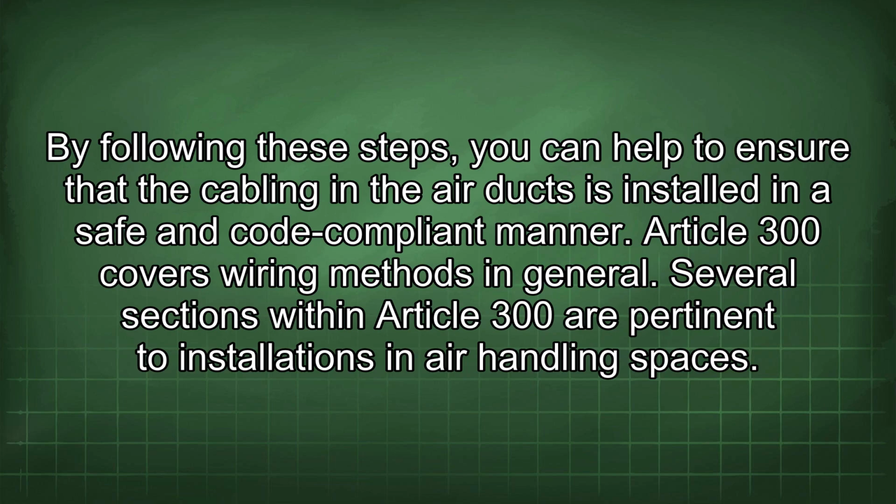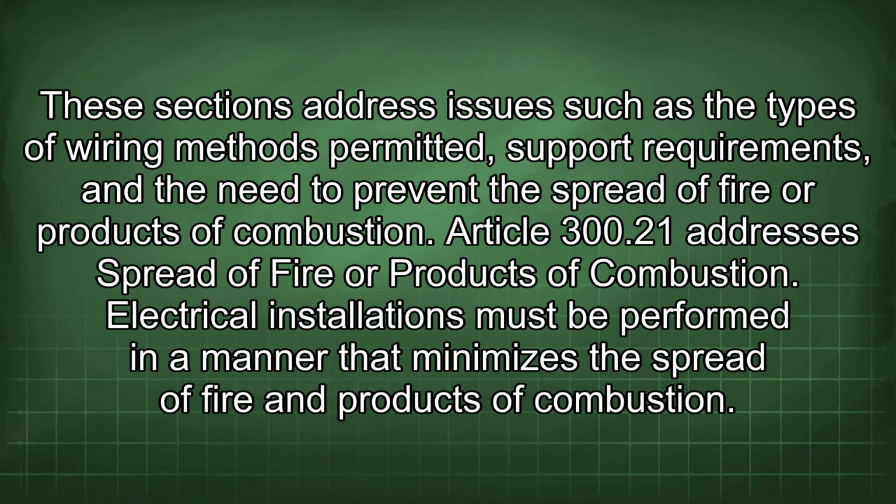Several sections within Article 300 are pertinent to installations in air handling spaces. These sections address issues such as the types of wiring methods permitted, support requirements, and the need to prevent the spread of fire or products of combustion.